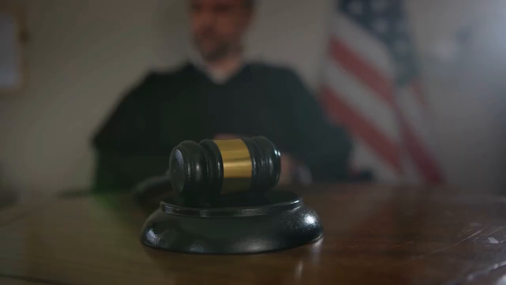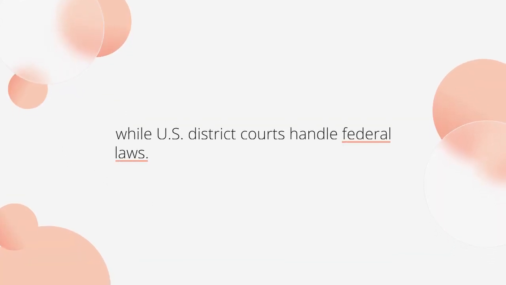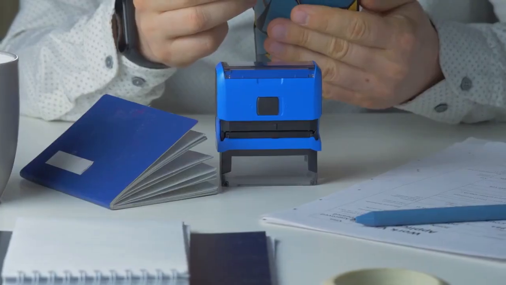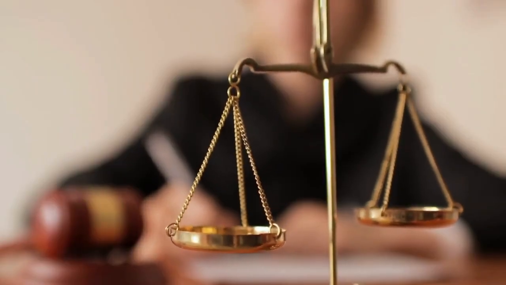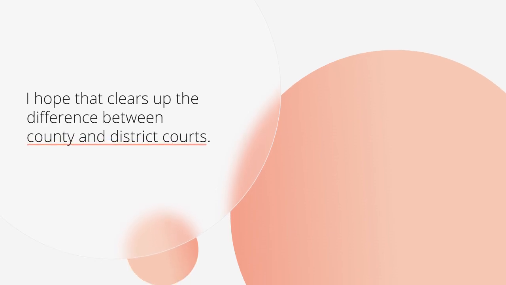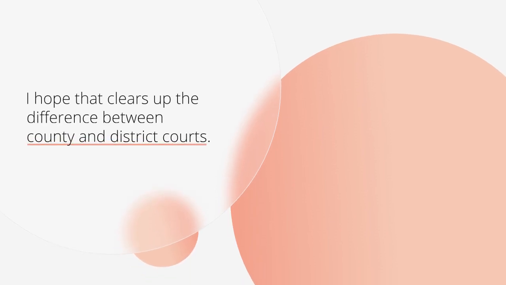So, to recap, county courts handle state laws, while U.S. district courts handle federal laws. One system manages the rules for your state, and the other manages the rules for the whole country. I hope that clears up the difference between county and district courts.